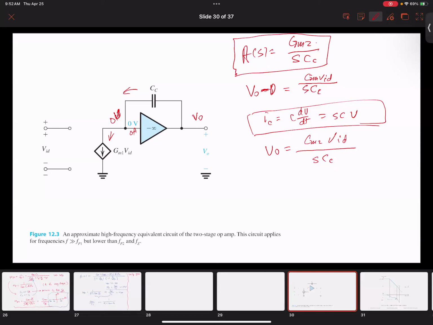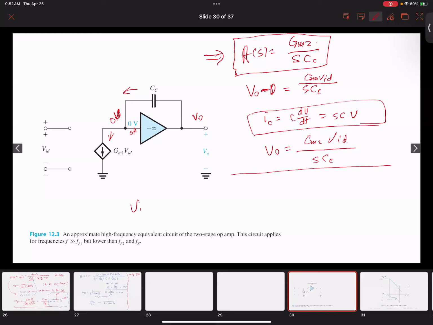So from the previous slide, we can derive this one. And this means VO equal to GM2 times VID divided by SCC. That's our output voltage. So what this does is that it's like an integration. So what it tells you is that in a certain range, this becomes an integrator.